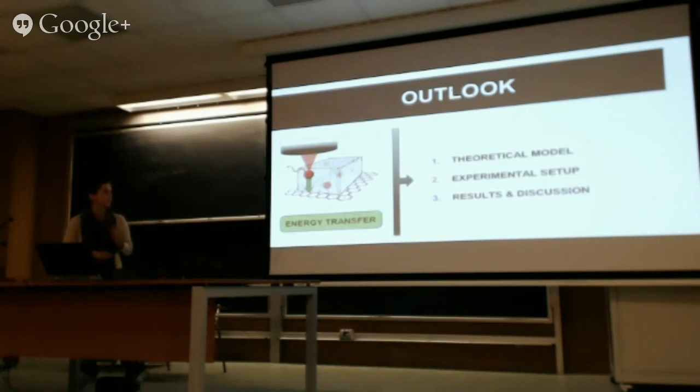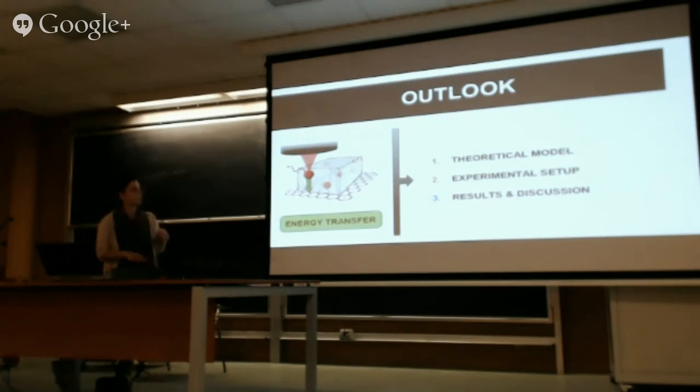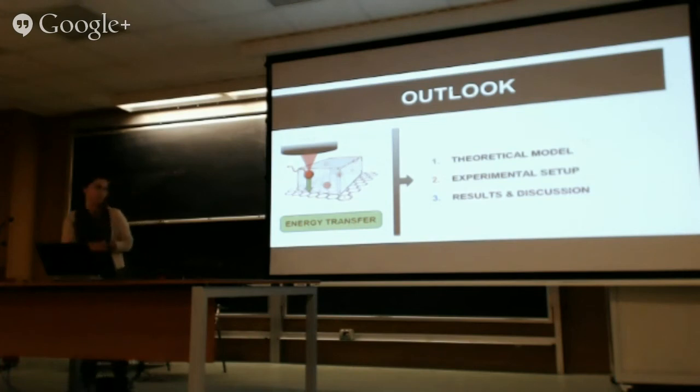After this, I will focus on the coupled system of emitter and graphene, and let you see that in this case, the dominant relaxation mechanism is the energy transfer from the excited molecule to graphene. I will give you a brief, really a few words, on the theoretical model that describes this mechanism, then introduce the experimental setup that we used to test this mechanism, and then I will discuss the results.